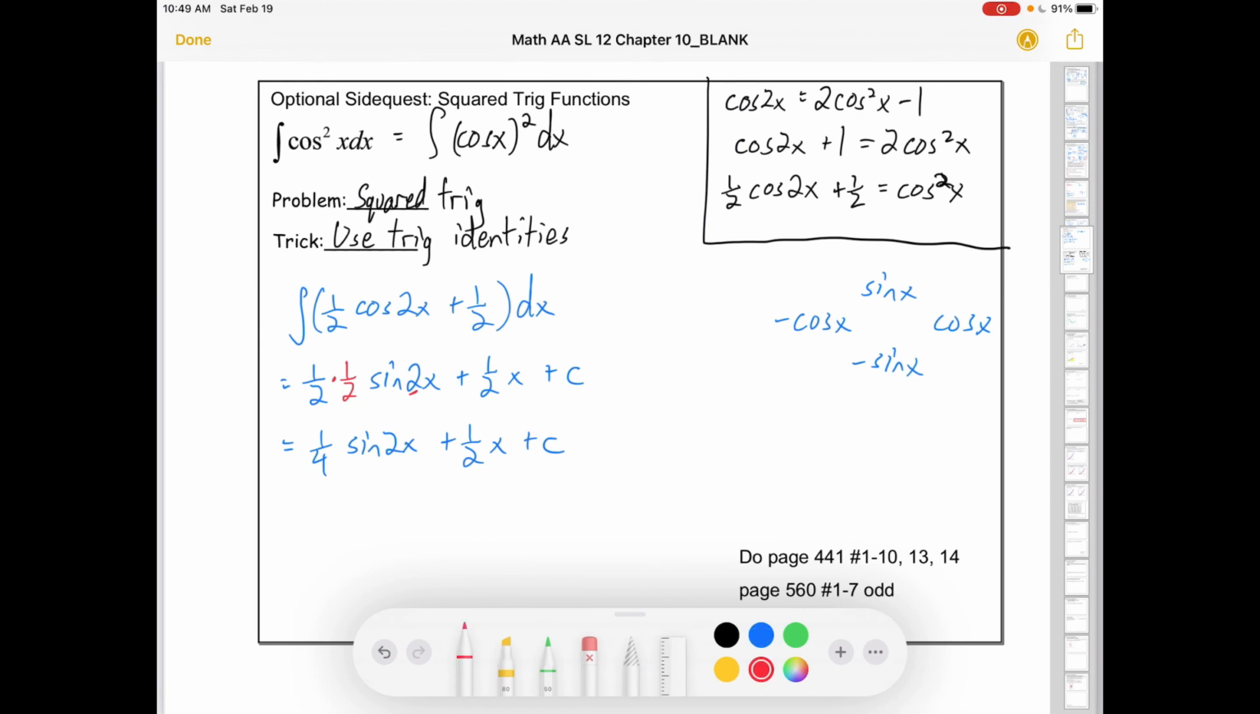Now, we probably want to check this. So it would give us 1/4 cos 2x times 2 plus a half. And you can see these are going to divide out a little bit. You'll get a half cos 2x plus a half, which at least is the version of the integral that we looked at over here. So things are looking good here.